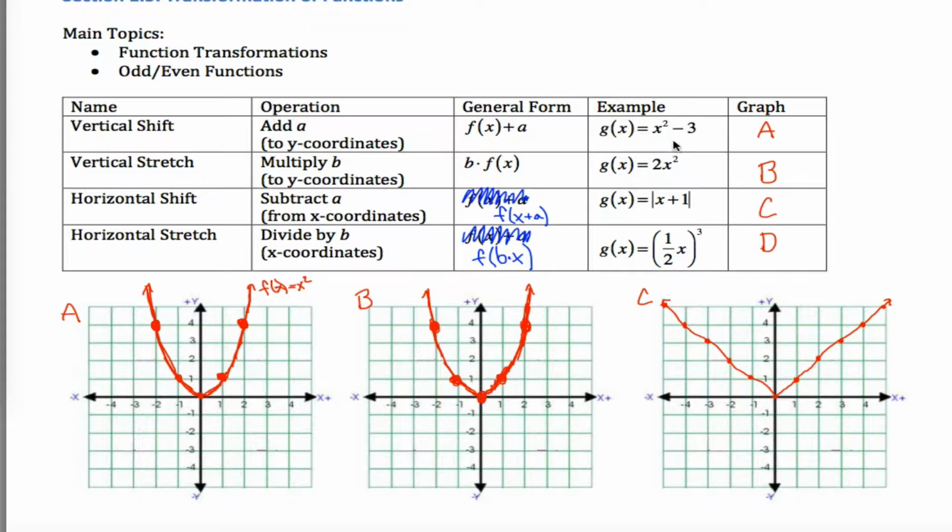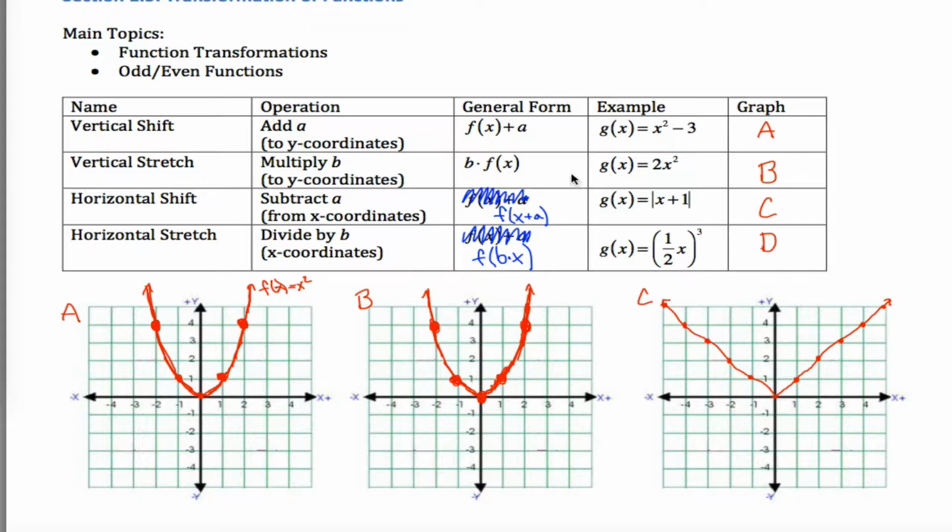So I have a vertical transformation here. Note that the general form here is f of x plus a, not f of x plus a. I'm not adding the a, or subtracting in this case, to the x value. I'm adding it to the f of x value. And so that's how you realize that you have this first type of transformation, a vertical shift.